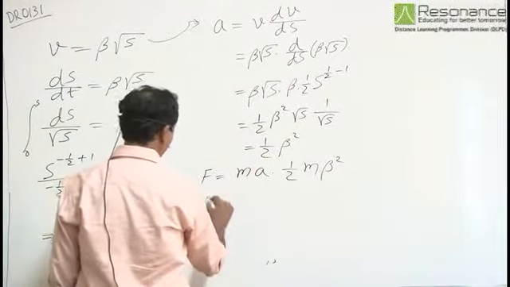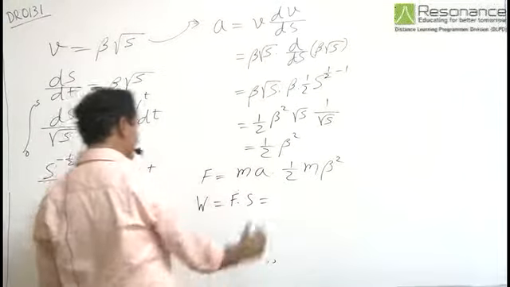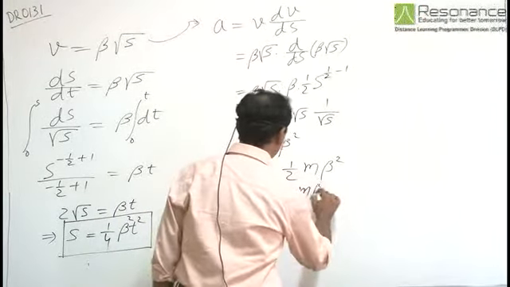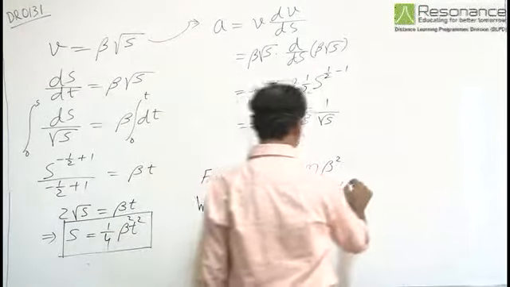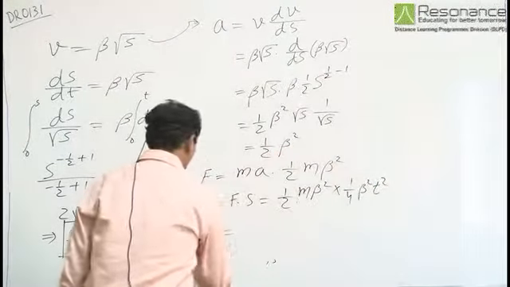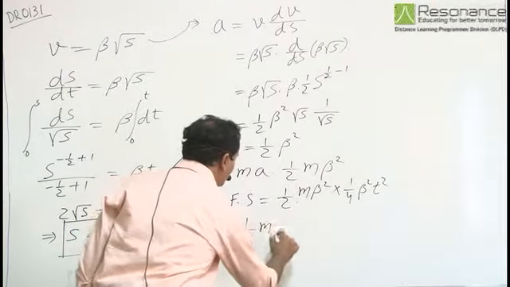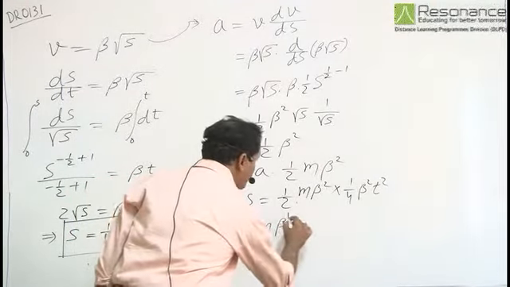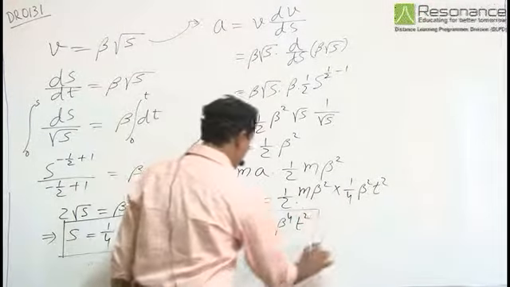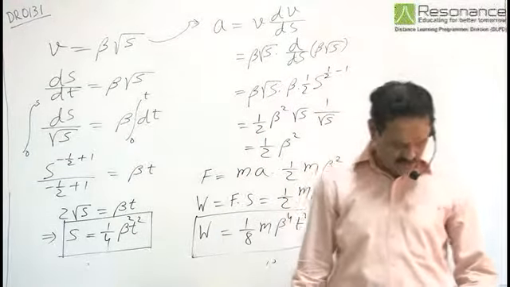So work done is equal to force into displacement, that is half m beta square into 1/4 beta square t square, or work done as a function of time is 1 by 8 m beta to the power 4 t square. This is the amount of work done, and the correct option is A.